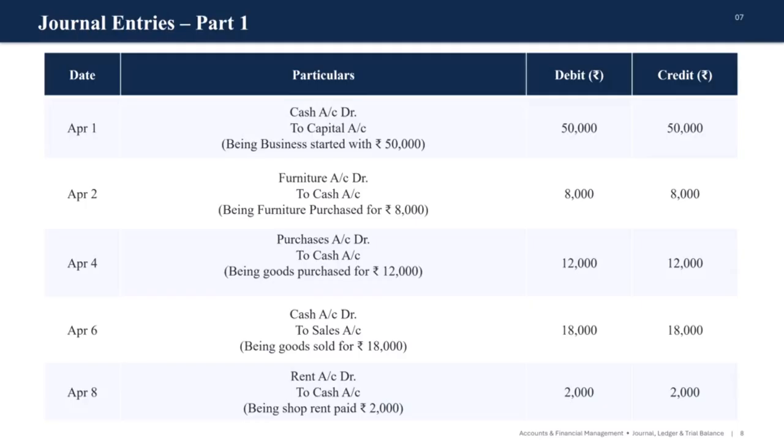Here furniture account is debited because furniture comes into the business, and cash account is credited because cash goes out. On April 4th, the business purchased goods for 12,000 in cash. So purchases account is debited because goods are purchased, and cash account is credited because cash is paid.